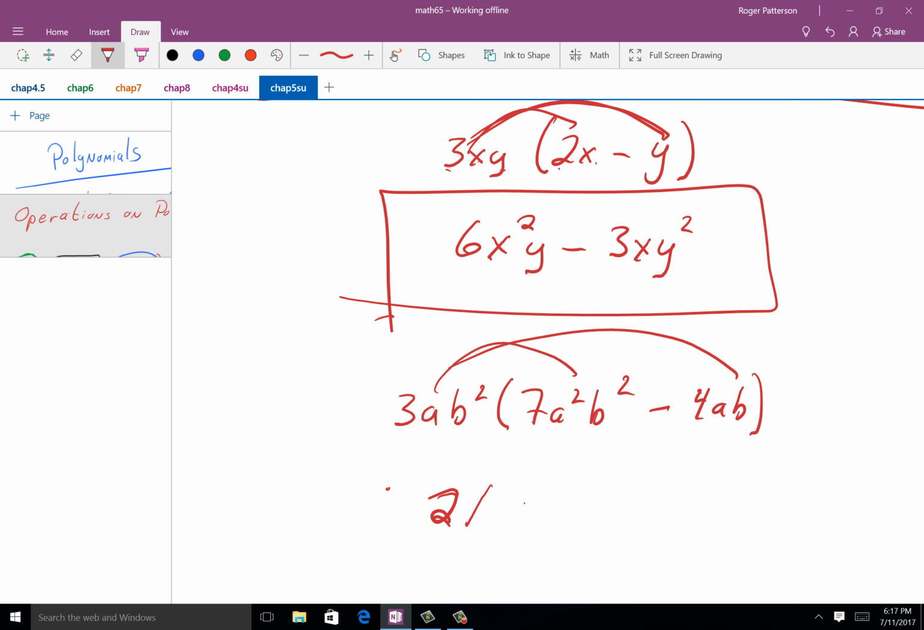Okay, so I got 21a to what power? 3, good. And b to what power? 4, good. Minus 12, a to what power? Second, good. B to the 3. Can these things be combined? No, because this is a 3, 4, and that's a 2, 3, so no, can't be combined. All right.